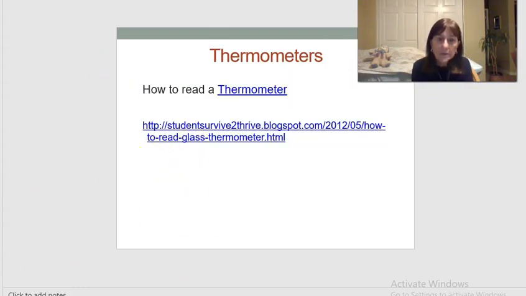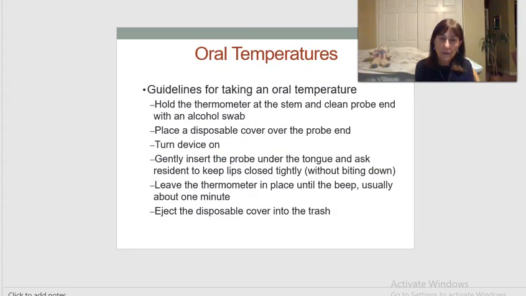So I was going to show you how to read a glass thermometer, but no one should have glass thermometers now, because they have mercury in them, so they shouldn't be using the glass thermometers with mercury. For CNA class, sometimes we have to teach that, but you'll be using the automatic ones. Okay.